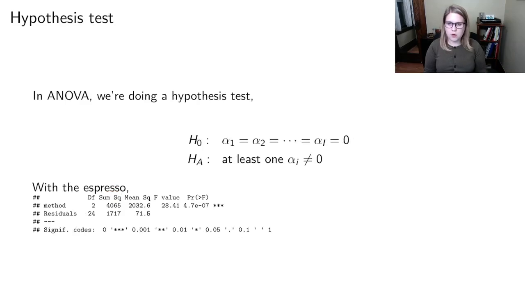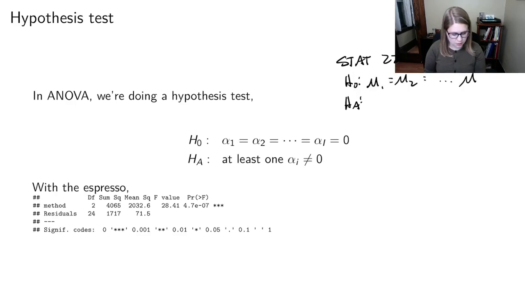So when we're doing ANOVA, we're doing a hypothesis test. We're basically asking if those alphas are different than 0. So in Stat 220, we had our null and alternative hypotheses for ANOVA, and they were like mu1 is equal to mu2 is equal all the way out to mu sub I, I guess we would do. And here we would have at least one mu sub I not equal to mu sub j, so at least two of the means were not equal.